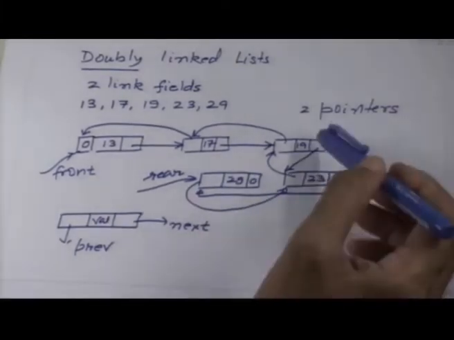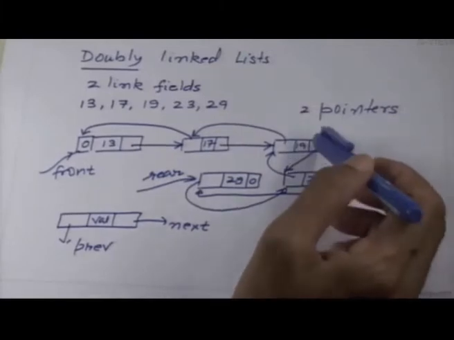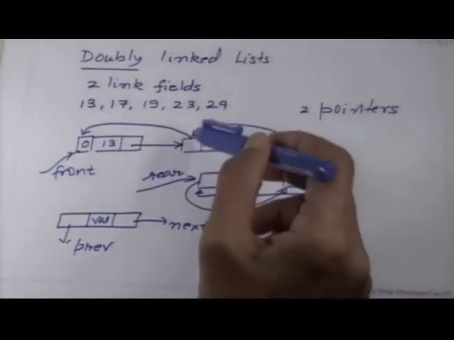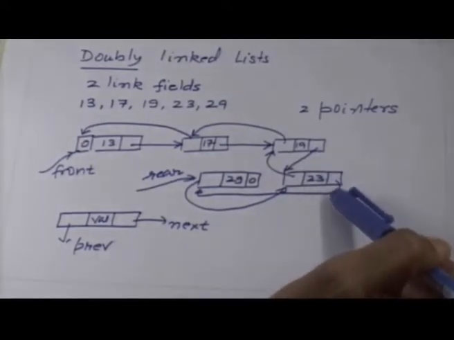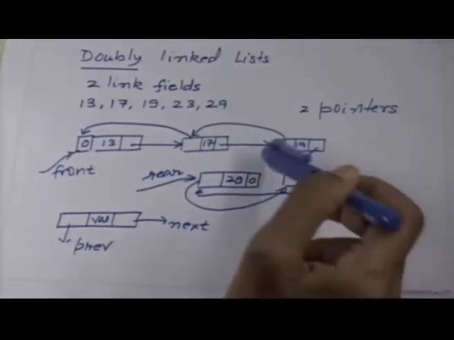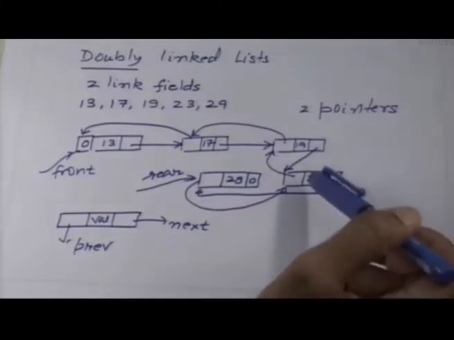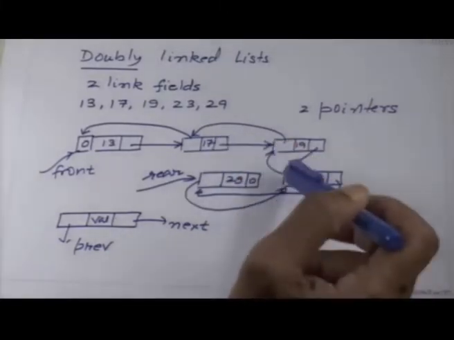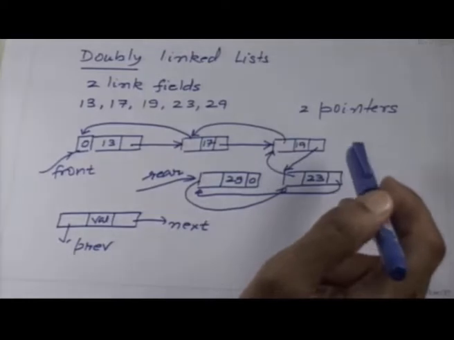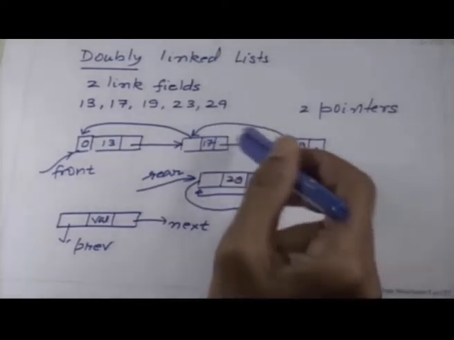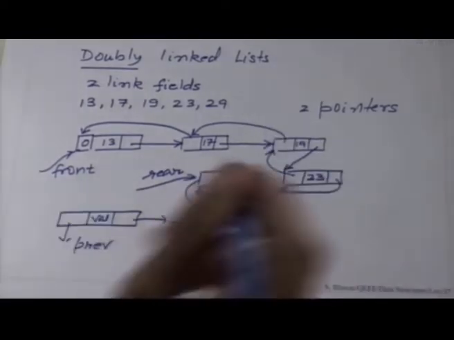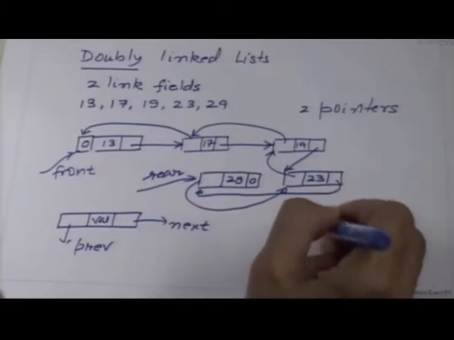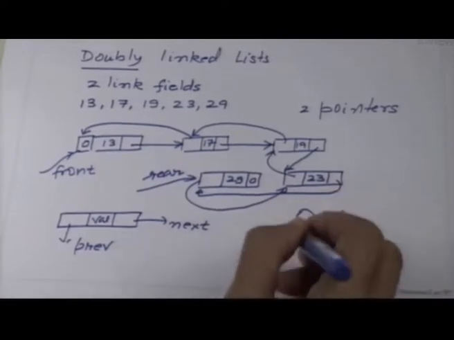If I want to delete this element, I know who precedes it, and that happens to be 17. I know who succeeds 19, which happens to be 23. So I can short circuit this by making 23 the successor of 17, and all the pointers are there with me, making 17 the predecessor of 23, which is also available. So it turns out most operations in a doubly linked list are O of 1, or constant time.